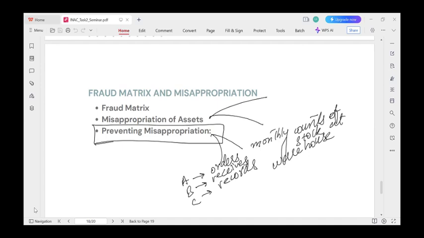All right. And you can also have physical security, like installing security cameras in storage areas to deal with theft and misappropriation. So that can be helpful as well. Okay, so these are the types of preventive measures a company can take to prevent misappropriation of assets.